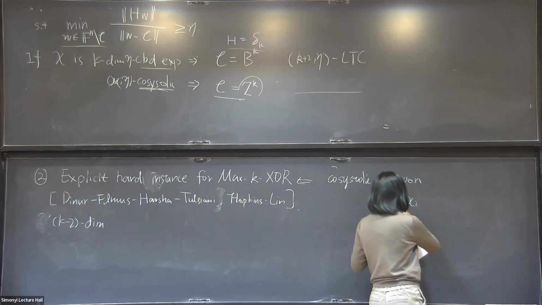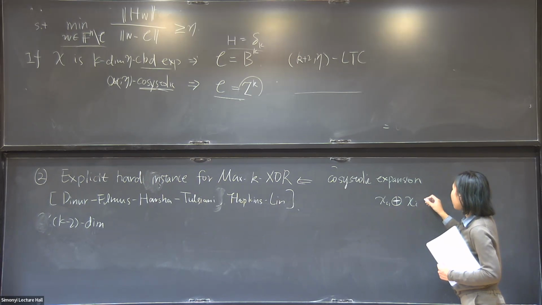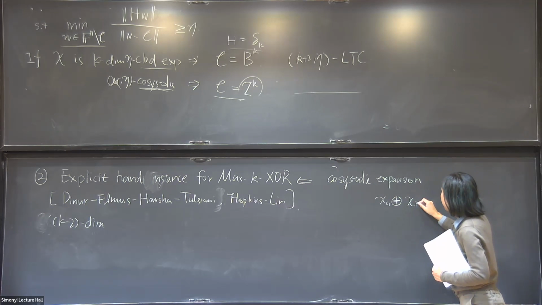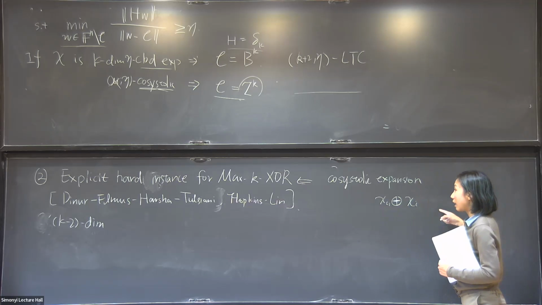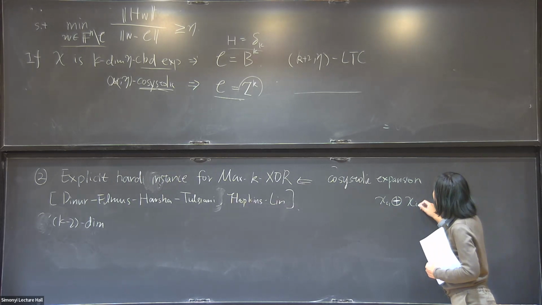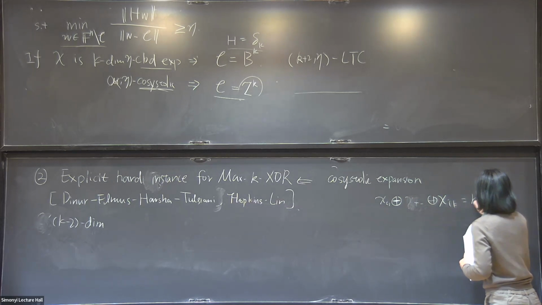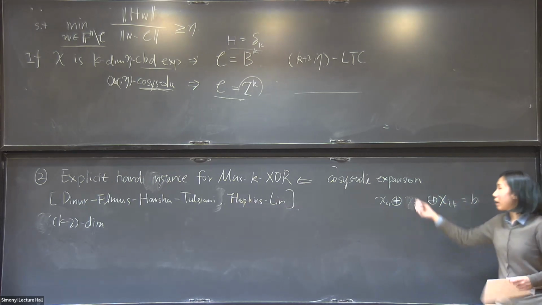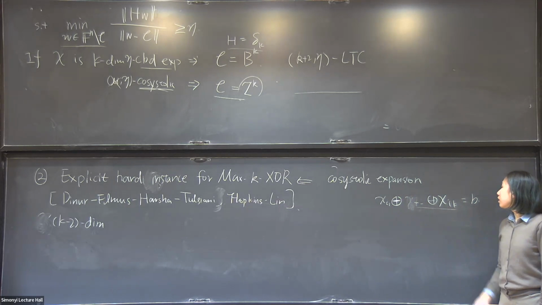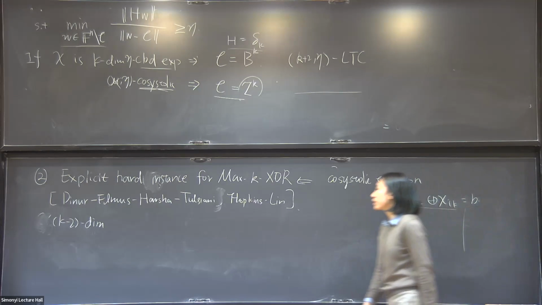Right, they're variables. So we have a bunch of variables, and we also have a bunch of equations over these variables that we want them to satisfy, and each of them involves k variables, and we want their XOR to be equal to some specific bit, 1 or 0, some b. The maximum k-XOR problem is to find an assignment over these variables that maximizes the number of equations you satisfy. So this is the problem.